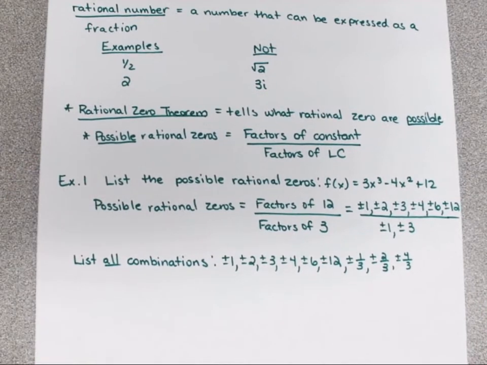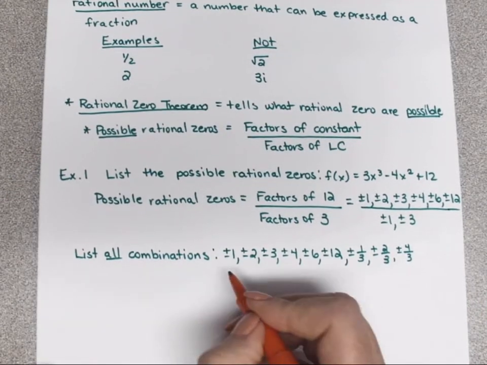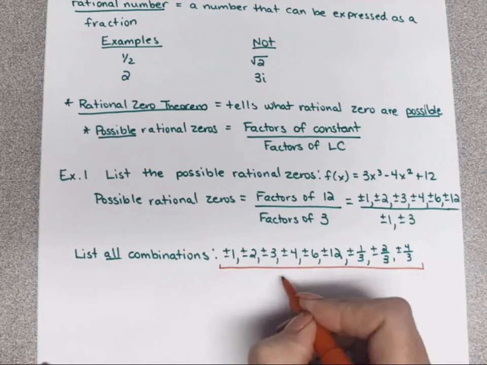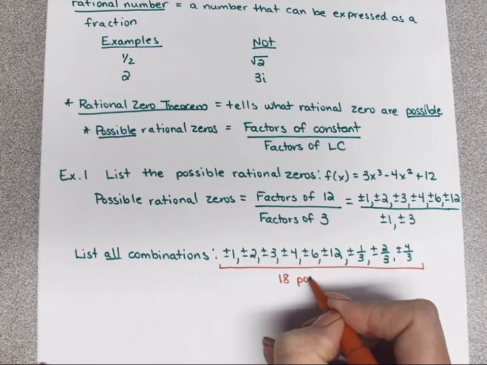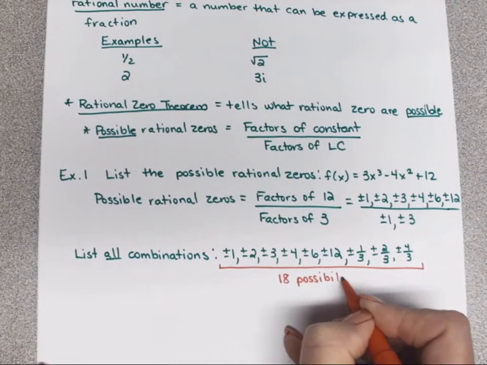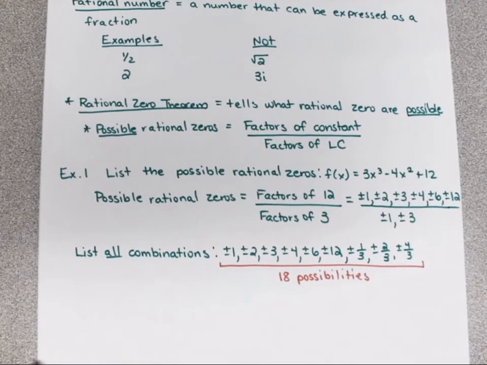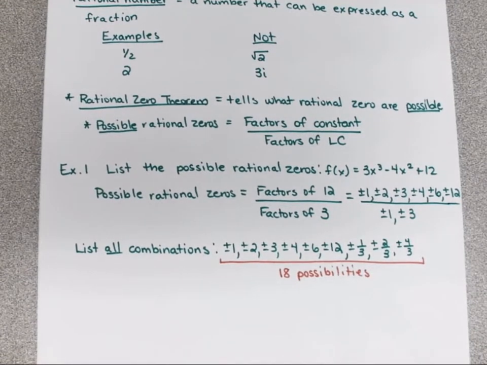Okay, so all of these are possibilities for zeros. Notice this is 18 possibilities because each one of them has both a positive and a negative version. So that's still a lot of things to try, but it's not just random willy-nilly, let me just try every number I can possibly think of until I find the answers that work.